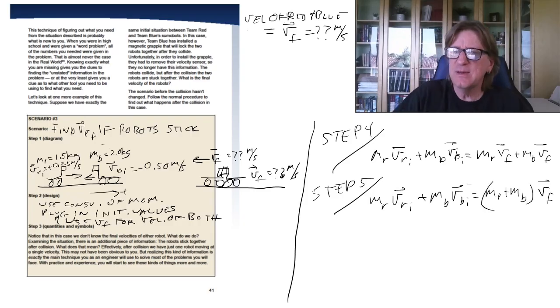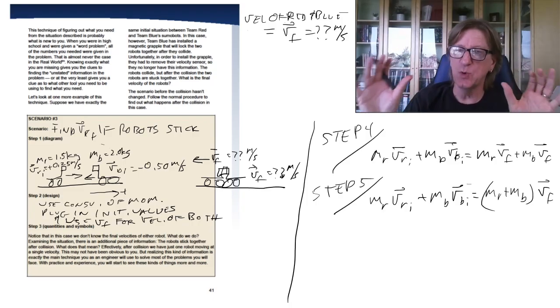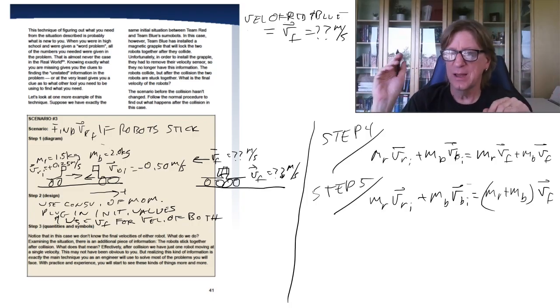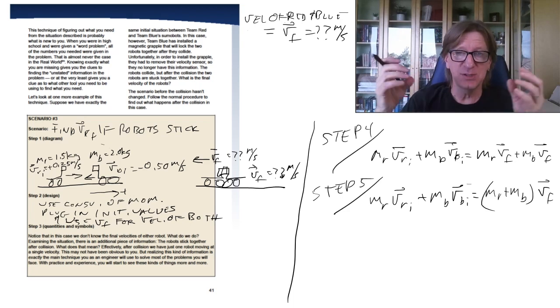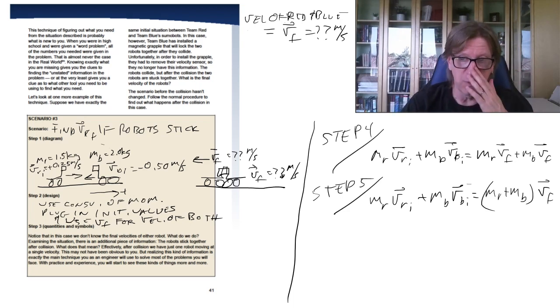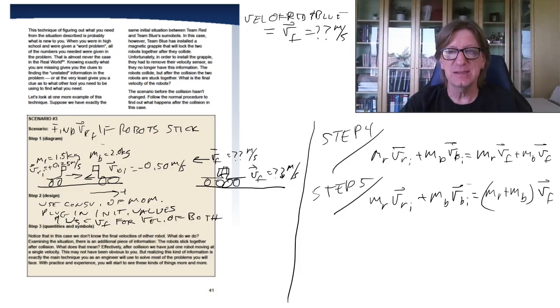Let's see if this makes sense. So initially I have two robots. That's my MR VRI and my MB VBI. Afterwards, I have a single new object. And what's the mass of that object? Well, the mass is just the sum of those two, exactly like we have right here. So MR plus MB is the mass of my new object. And then that new object is moving at this velocity, this final velocity VF.